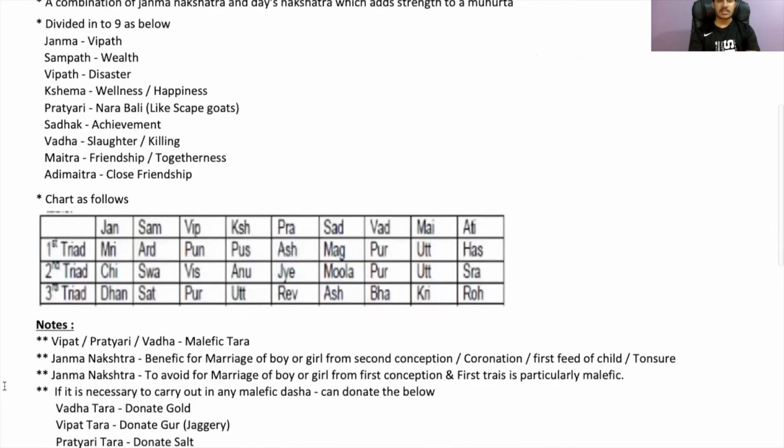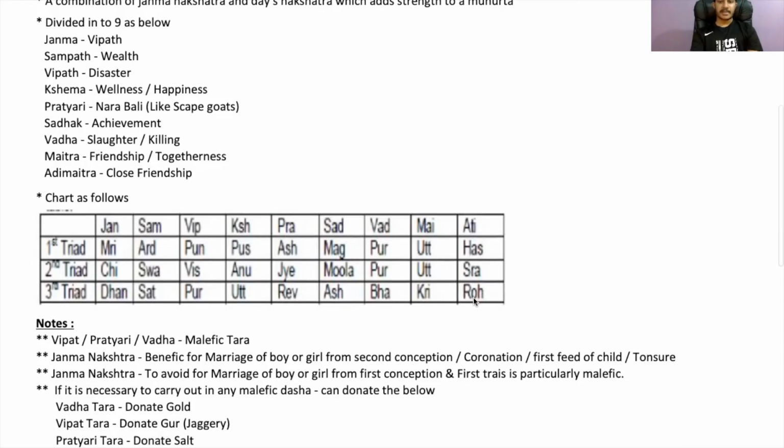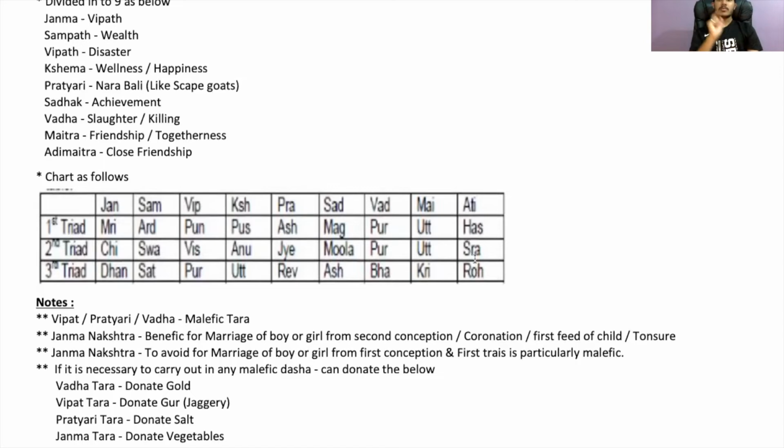Okay. Now, this is the general chart. There is something known as first triad, second triad, or third triad. Janma, Maitri, Sampat, Vipat, or Kshema, Pratyari, Sadhaka, Vadha, and Adi Maitri. So in the first triad, Mrigashira, Ardra, Punarvasu, Pushya, Ashlesha, Magha and so on, like Uttarashada or Hasta or Punarvasu or Purvabhadra, those will become close to each other. So if you're born in Hasta, then Shravana and Rohini will become the Janma for you. How will I tell? Because Hasta is ruled by planet Moon, Shravana is ruled by planet Moon, and Rohini is also ruled by planet Moon.